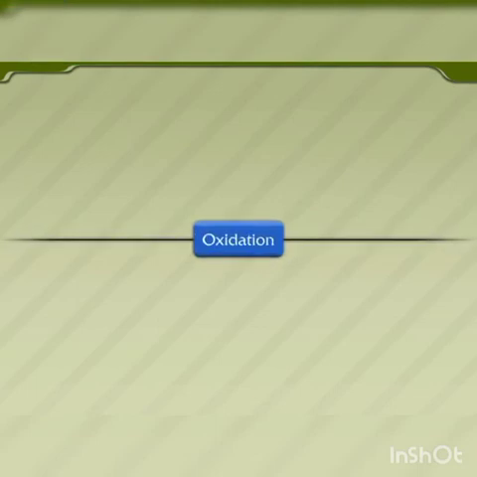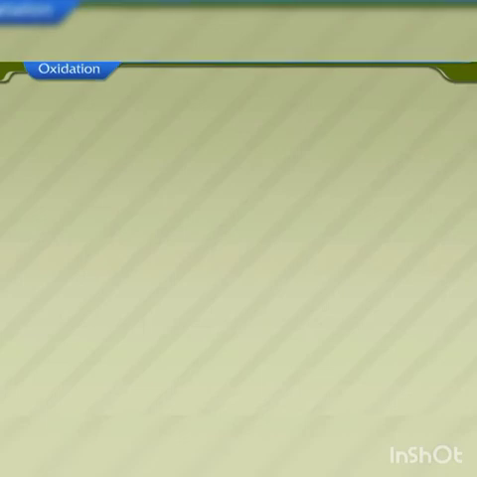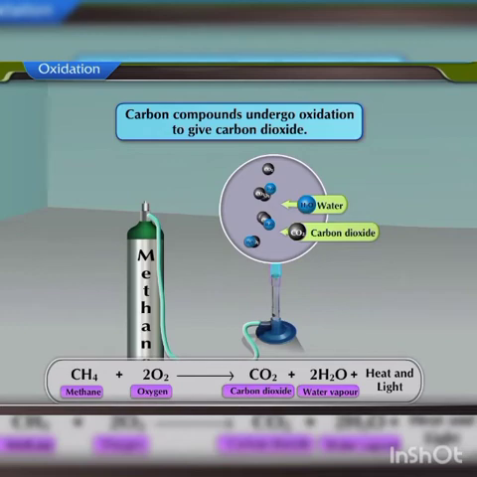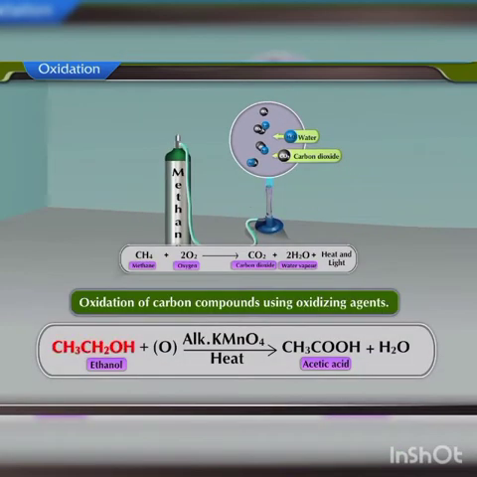Oxidation. Carbon compounds undergo oxidation to give carbon dioxide. In addition to this, oxidation of carbon compounds using oxidizing agents gives other carbon compounds. Let us understand this with the help of an activity.